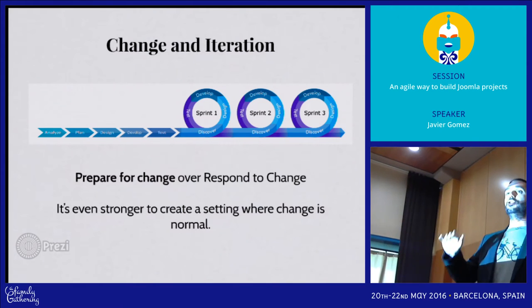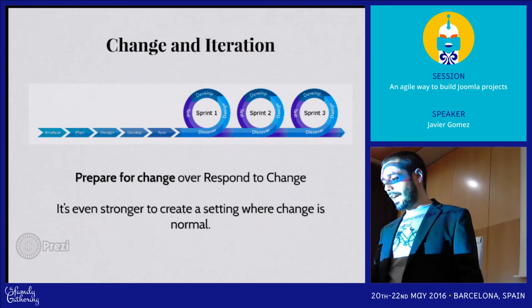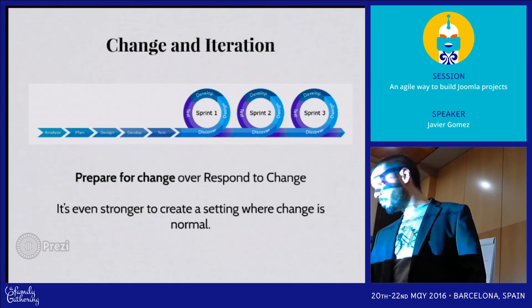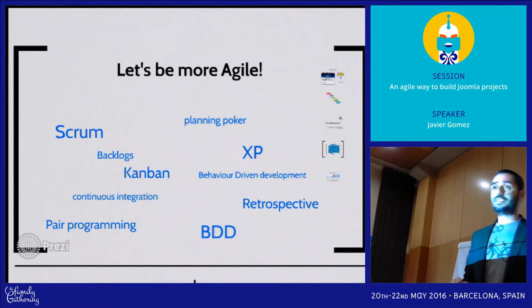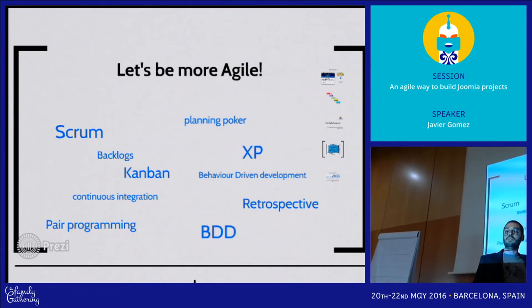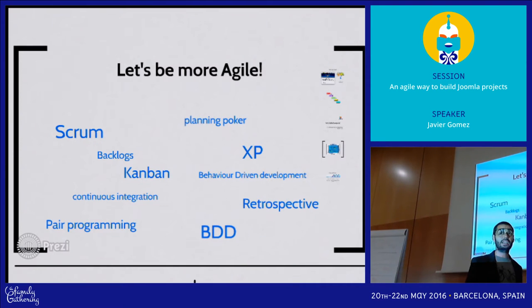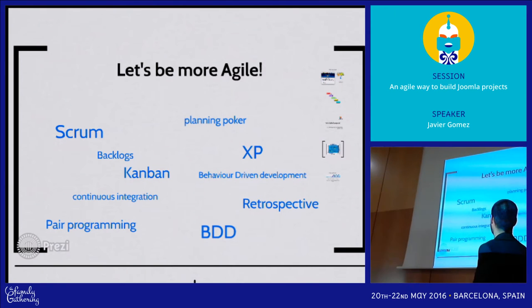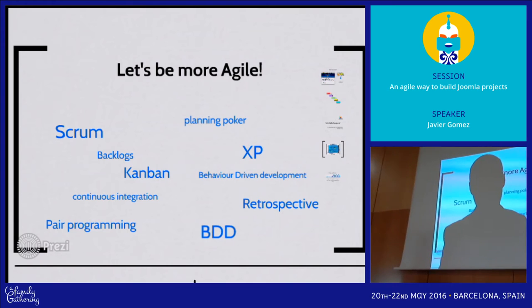So what we have in an agile methodology is people ready for change and ready to respond to changing requirements. Let's be more agile. Let's do this Joomla 5 all together using some agile methodologies. There are many agile methodologies. You can check them all in Wikipedia. There are a lot of good explanations. We are just going to see some of them.